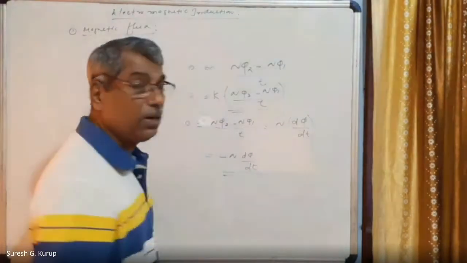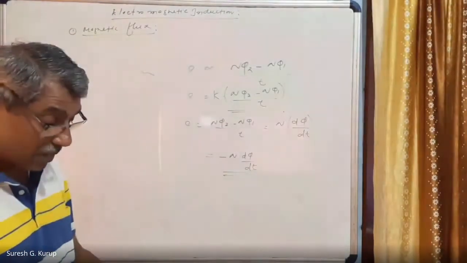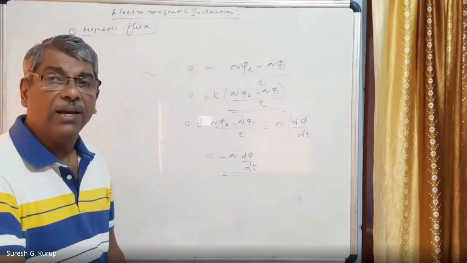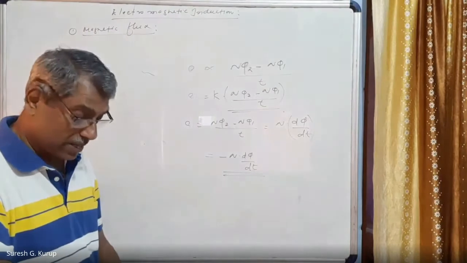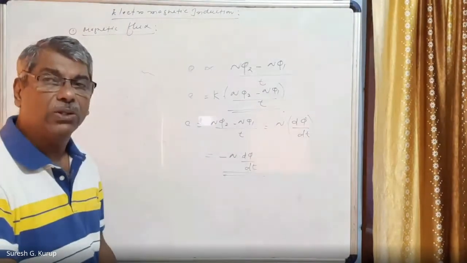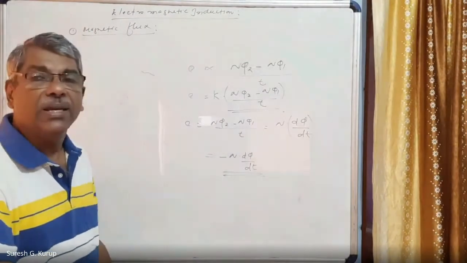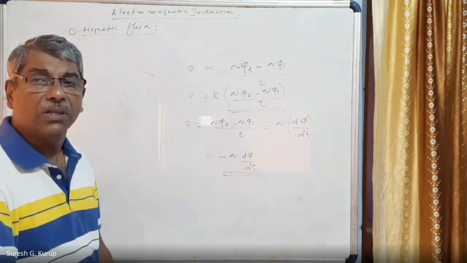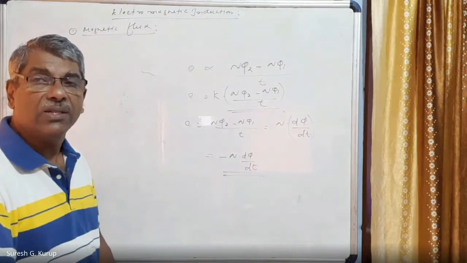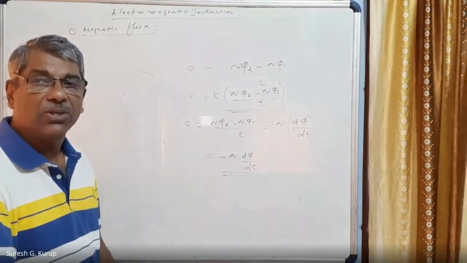So this negative sign represents Lenz's law, which we'll discuss later on. Today onwards we go to the relation E is equal to minus n into d phi by dt, where the negative sign represents Lenz's law mathematically. So this is the second law.